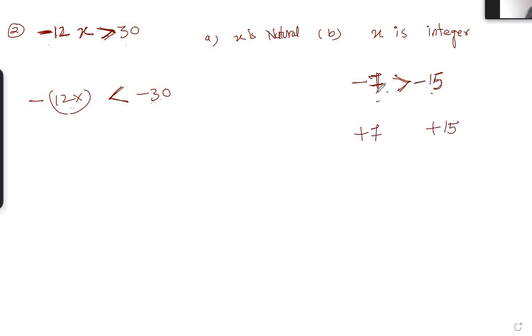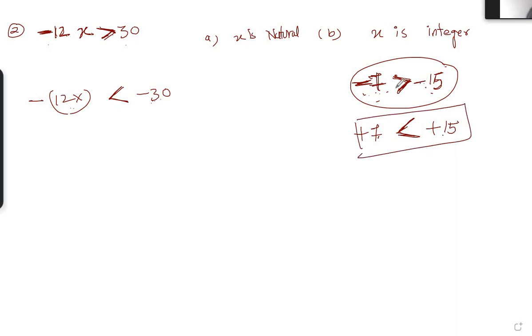So what will happen if I am changing the sign? This greater will become lesser. Does it make sense? Right? Because minus 7 is more than minus 15, but 7 is less than 15. So whenever we change the sign on both sides, the inequality changes. Always remember, if you have minus a is less than minus b, it will become plus a and plus b, and if you switch, it will become more than. If you switch the sign on both sides, remember.